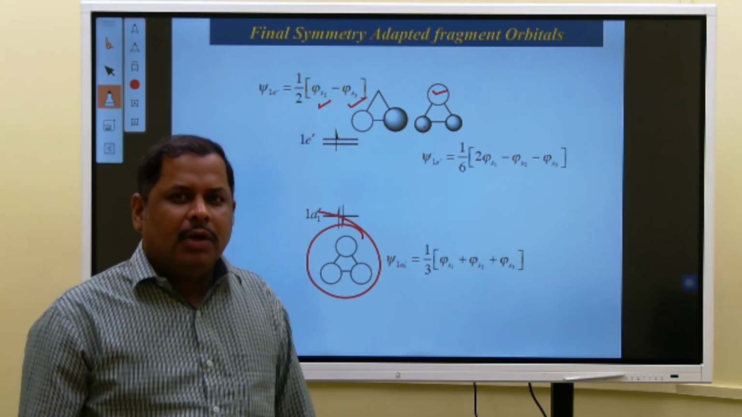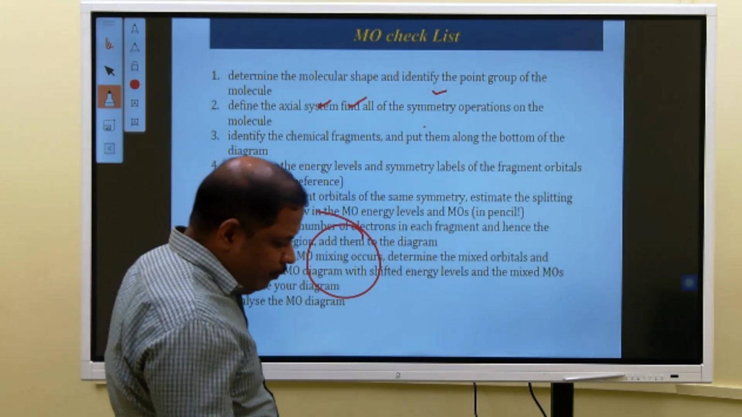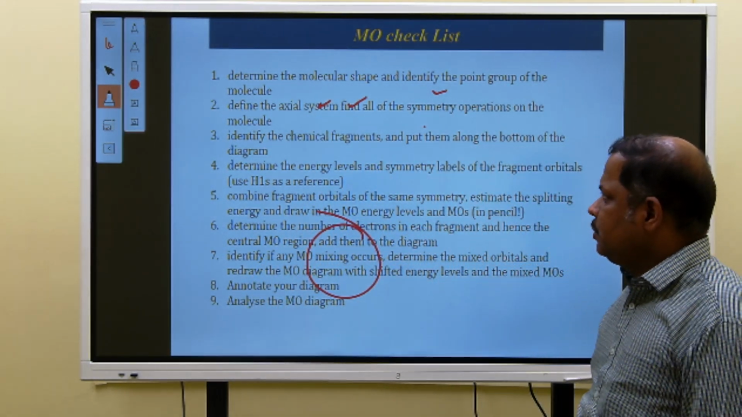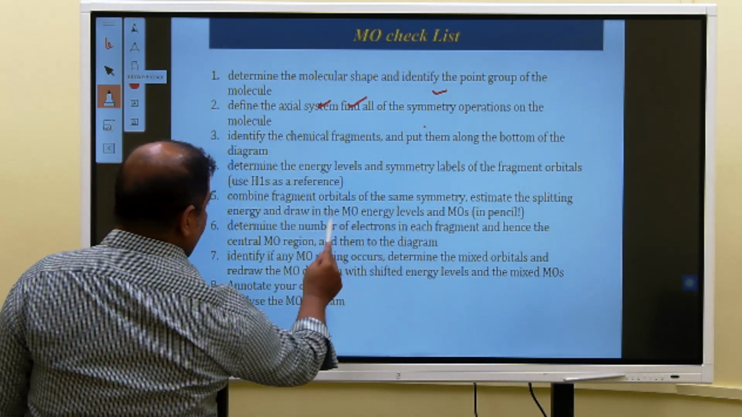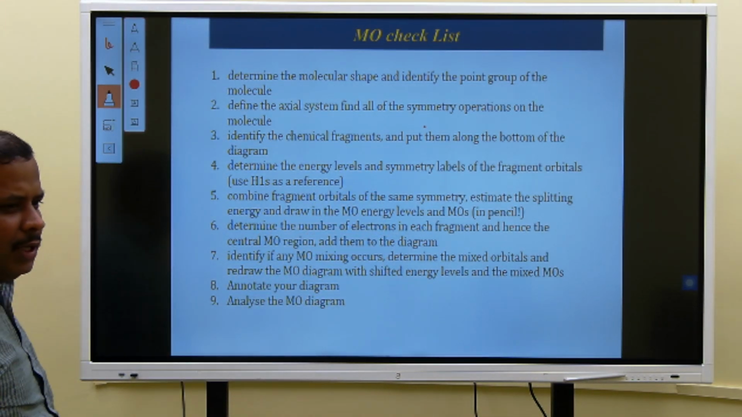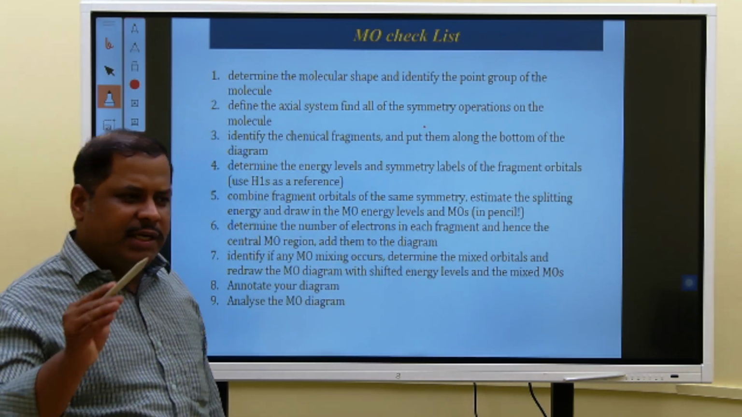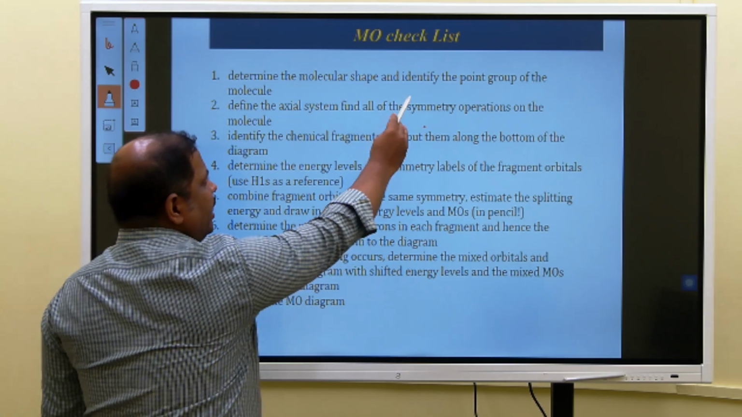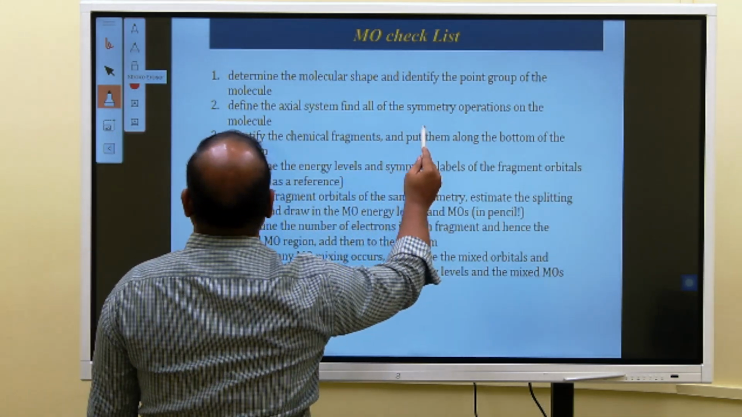We have to mix with the center atom. Before making the molecular orbital of BS3, this is the checklist we need to see before moving ahead. See what I have written here. First, I have summarized everything I have done. First, I determined the molecular shape, which in this case was trigonal planar. I have taken the example of BS3. Then I identified the point group, which was D3h.